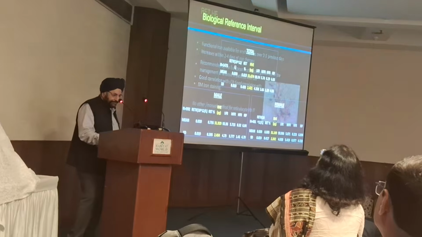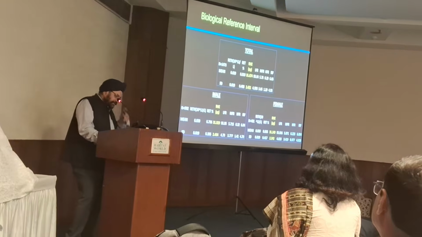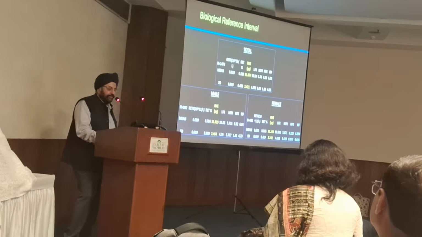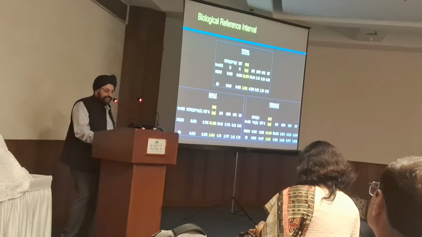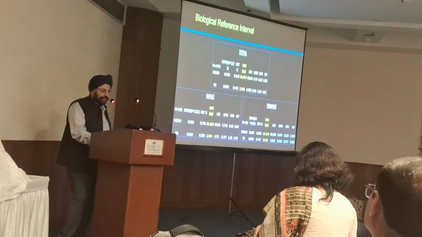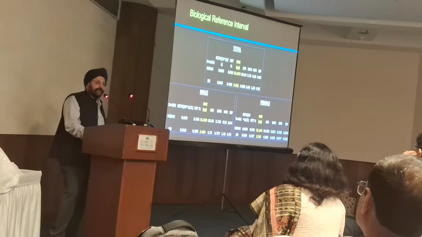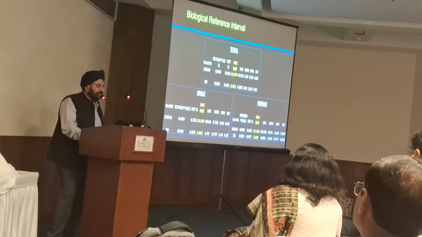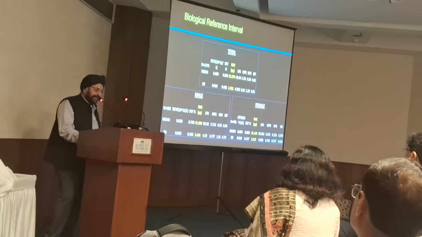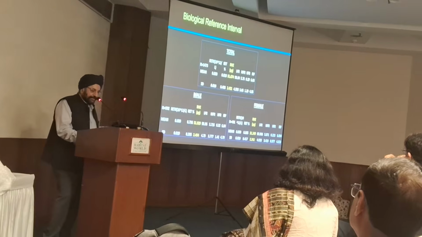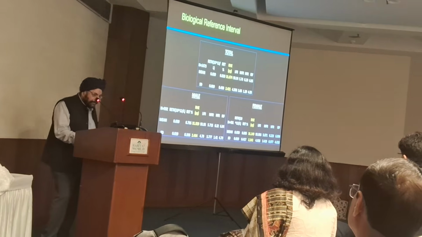I'll show you a case. Before that, this is the biological reference interval that we established in our own lab. Our normal range is from 27 to 36 picograms, but every lab will have to determine its own biological reference interval, as Dr. Dilip rightly said, because different analyzers have different algorithms, different fluorescence stains also.